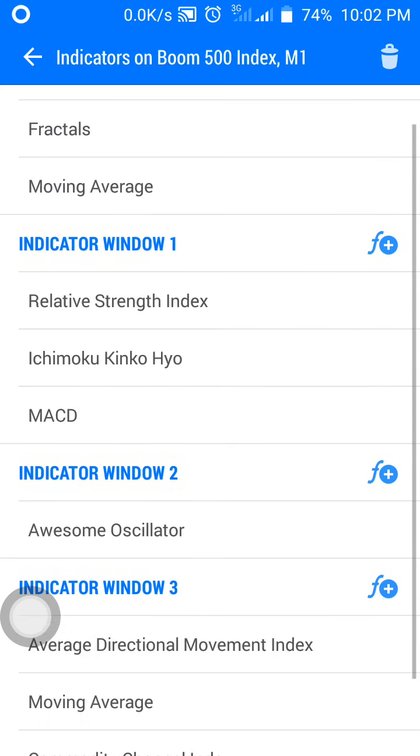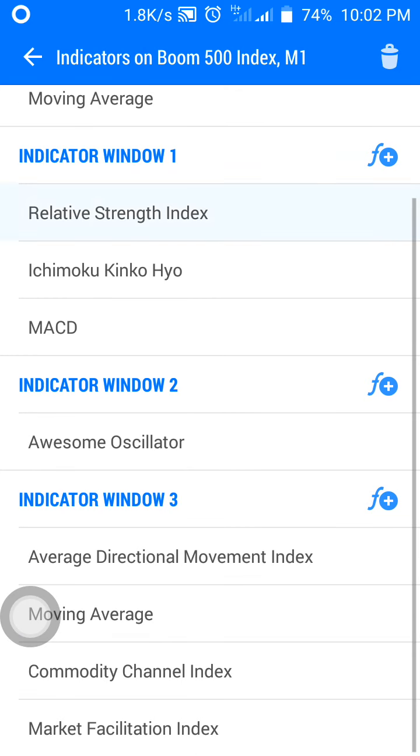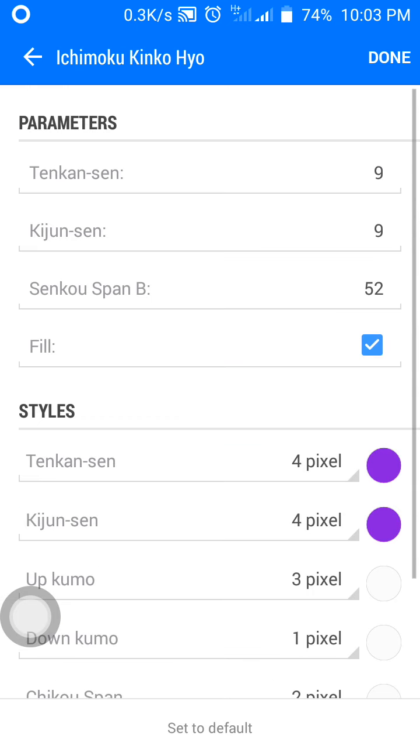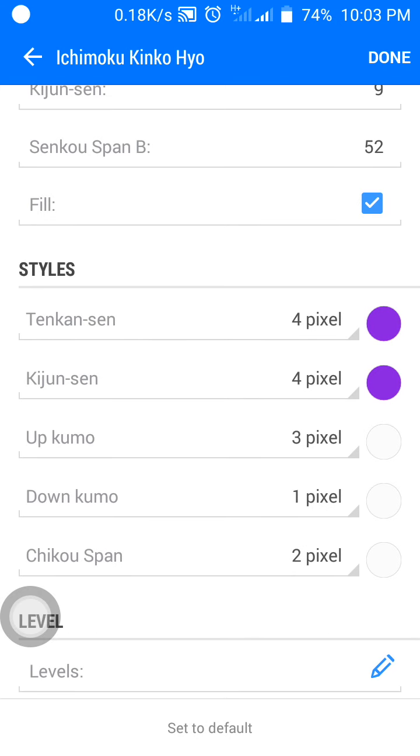Now the window indicator one, you have the RSI, relative RSI 6. The pixel is 2, the color is your background color, and levels is, as you see, 10, 20, 80 and 90. Now we have the Ichimoku. The settings is like this, 9, 9, 52, and the colors should be like this. The three colors as usual should be your background color. The three last colors should be your background color.